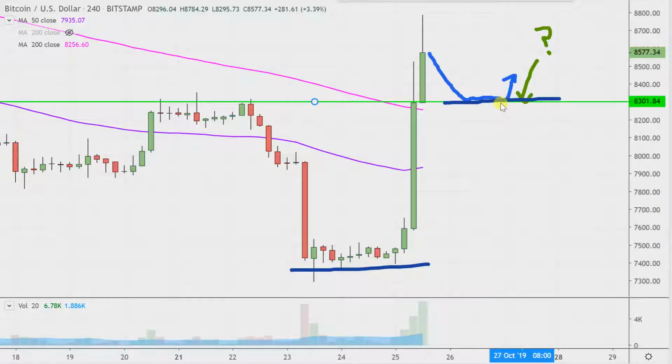Now, if the price is down below 8,300, I'm not saying the entire chart's destroyed or ruined or anything like that. But if you are answering the question that the price is up above 8,300, definitely a step in the right direction.